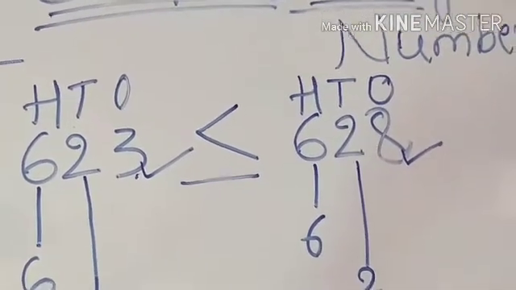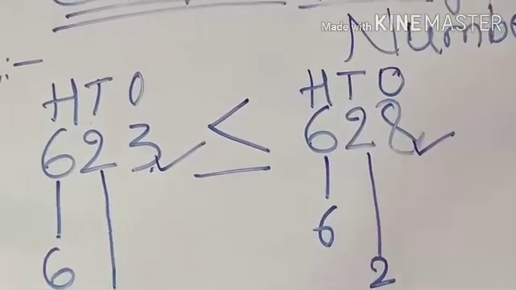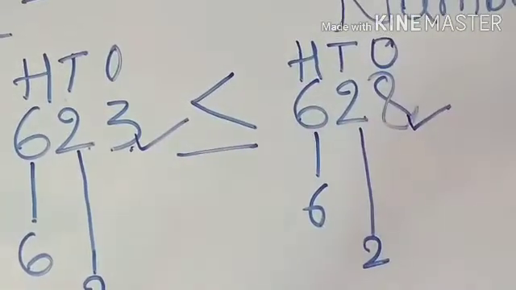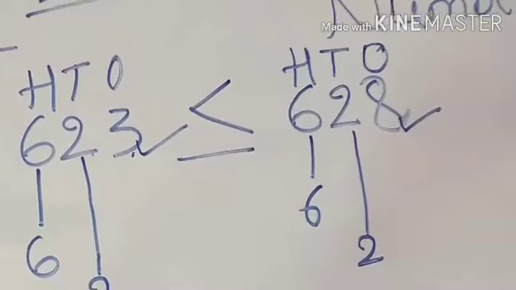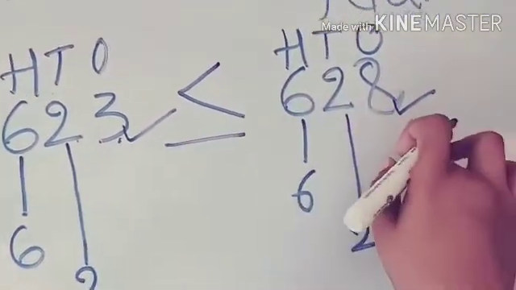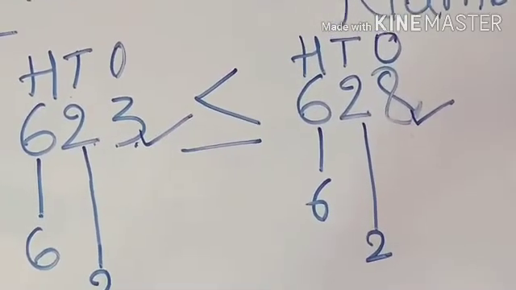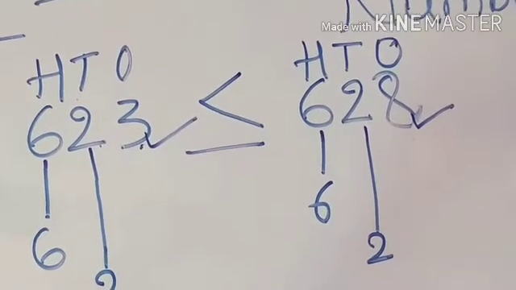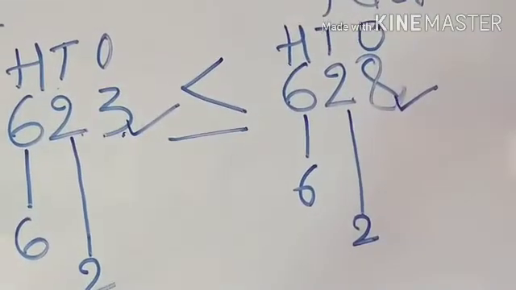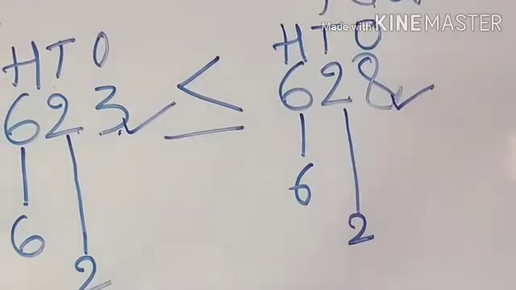If the numbers at hundreds place are same, then you are going to compare the numbers at tens place. If the numbers at tens place are also same, then you are going to compare the numbers at ones place. Okay, now what is the situation which comes in which the numbers at hundreds place, tens place and ones place are all the same? So let us have a look at that.